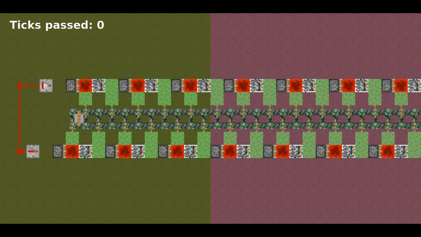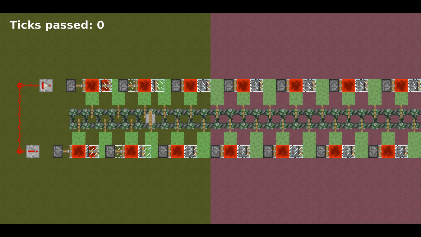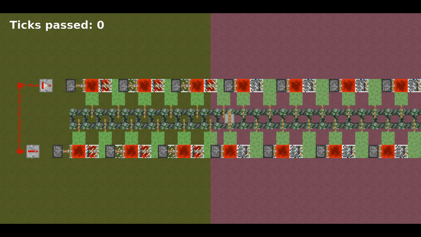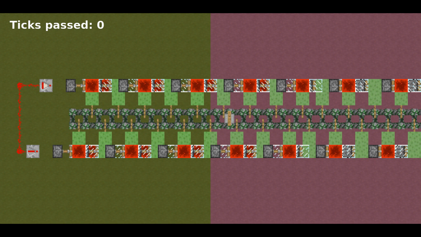A neat trick we found to further improve the design is to use 2 game ticks delay every 32 blocks rather than 1 game tick every 16 blocks. This is possible because moving blocks take 3 game ticks to fully finish their movement.